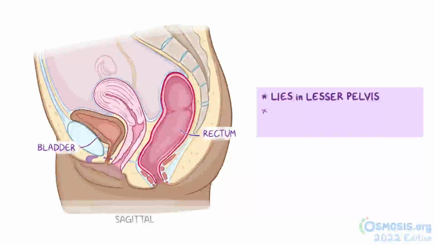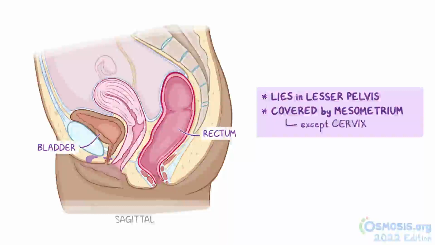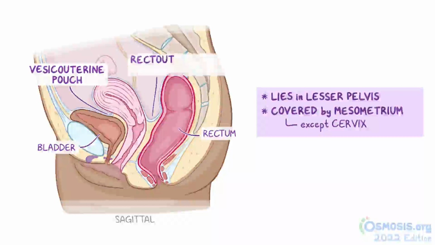The uterus itself is covered by the mesometrium of the broad ligament, which is a double layer of peritoneum. This peritoneum continues over the anterior and posterior surfaces of the uterus, except for the cervix. Anteriorly, the peritoneum reflects from the uterus onto the superior surface of the bladder, forming the vesico-uterine pouch. Posteriorly, the peritoneum reflects from the body of the uterus and the supravaginal part of the cervix onto the anterior surface of the rectum, forming the recto-uterine pouch or pouch of Douglas.